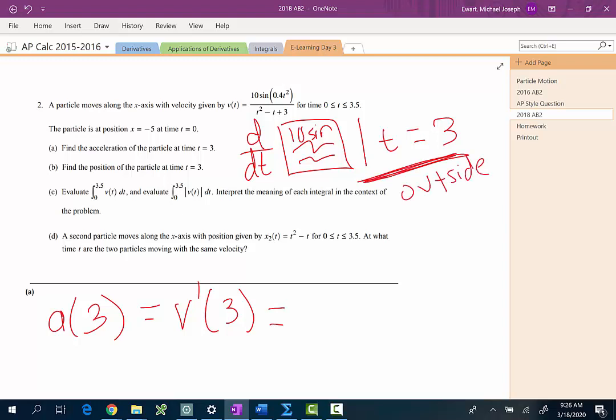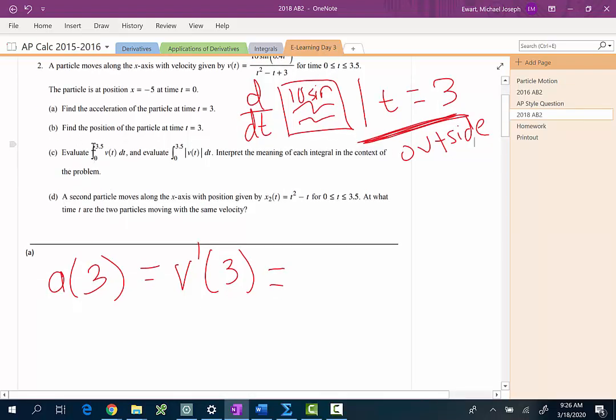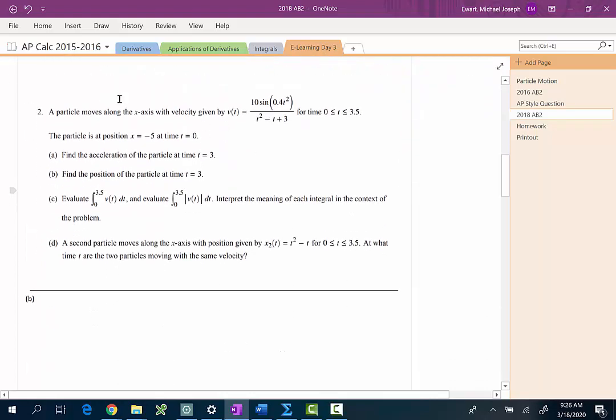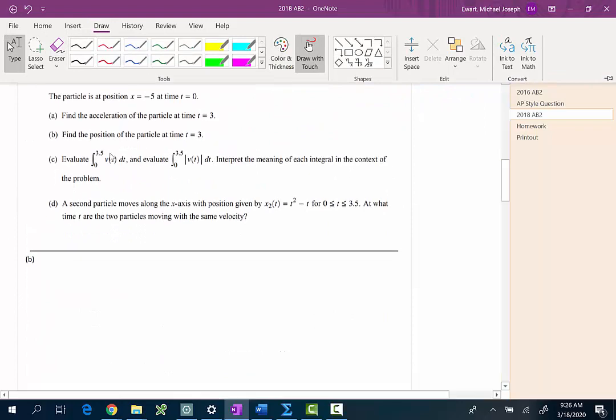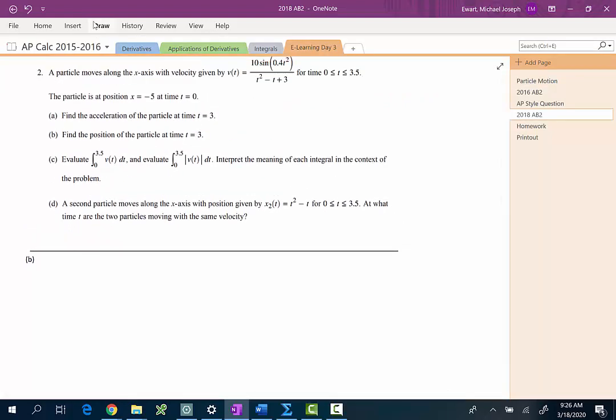If it goes inside, you're going to get an answer of 0, because it plugs in 3 first, and the derivative of any constant is 0. So you need that 3 outside. If you're worried about that, just do it in separate lines. Anyways, I'm not going to really go through the answers, I just want to go through how we would do everything. So B, find the position of the particle at time t equals 3. To find the position of the particle, we've done that already today. We want the position at time 3.